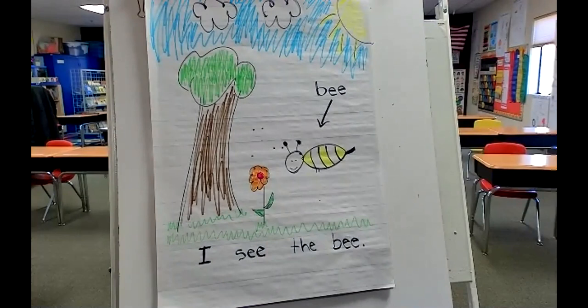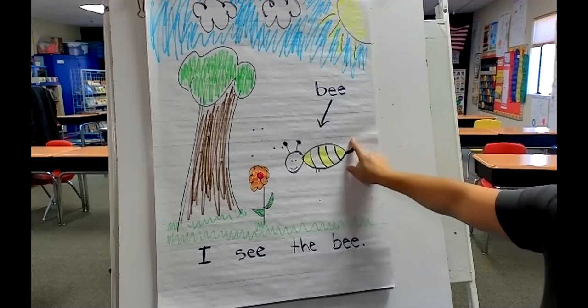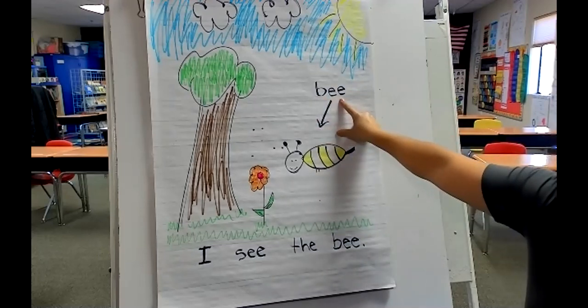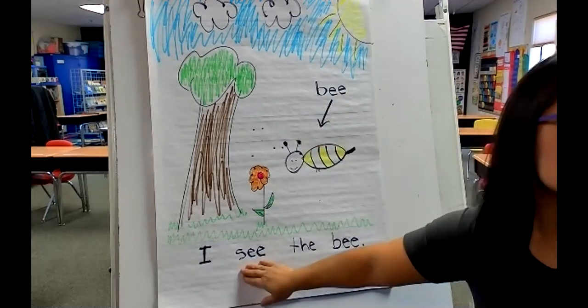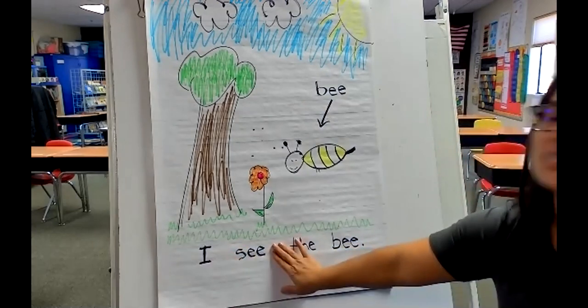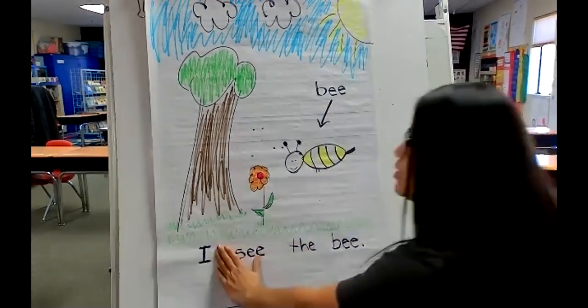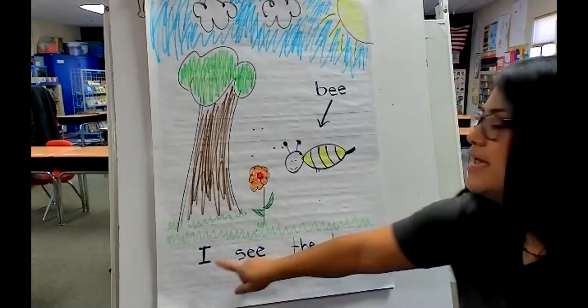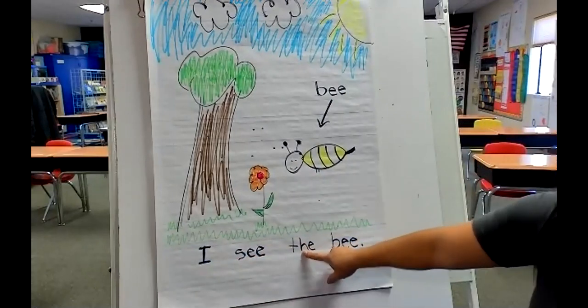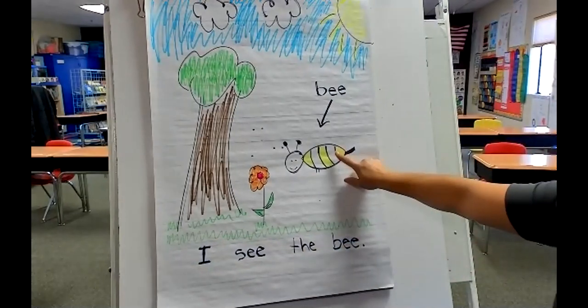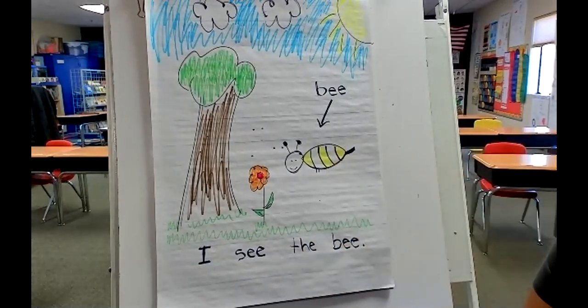Hey, I am done with my story. Here is my word that I stretched out so I could write the whole word, bee. And then I wrote the sentences and I made sure I put spaces using my hand so I can make my words. And I wrote, I see the bee. I see the bee. Okay, now it's your turn to share.